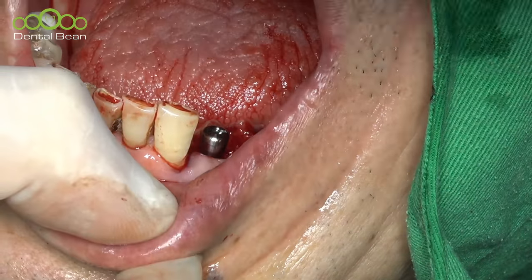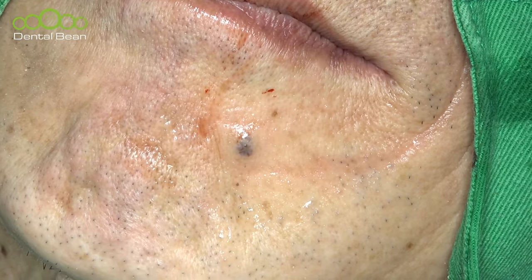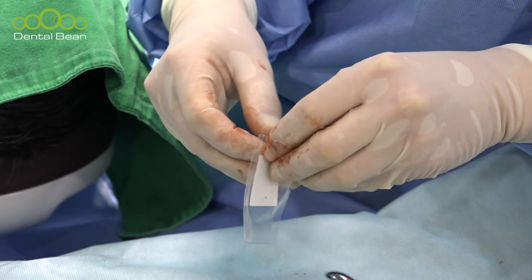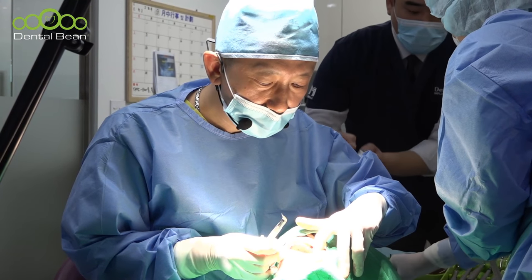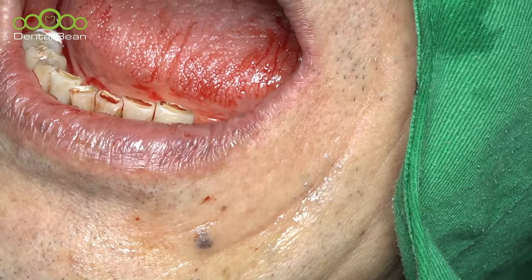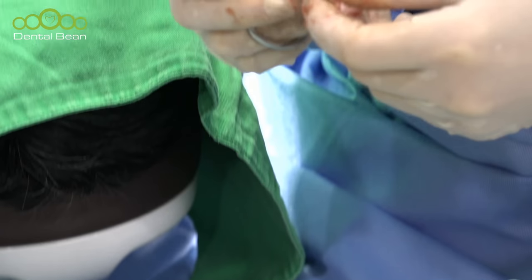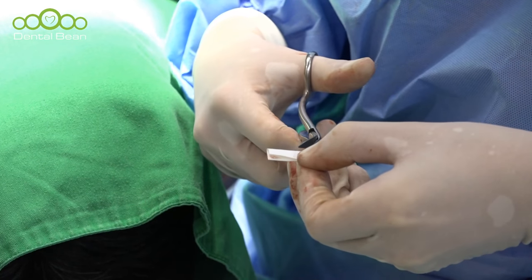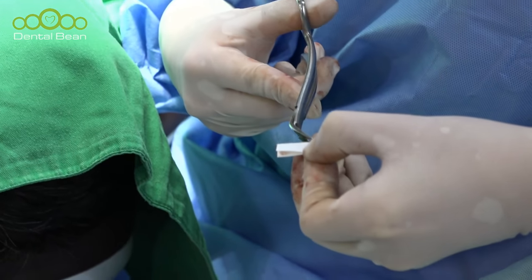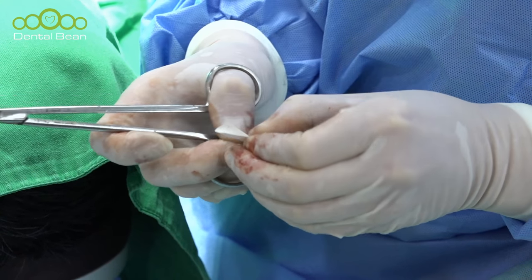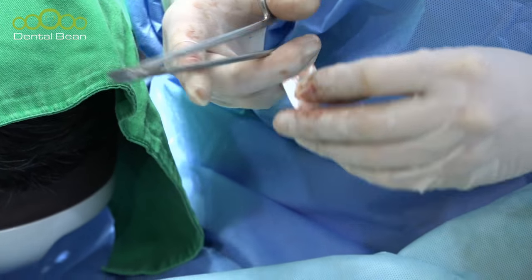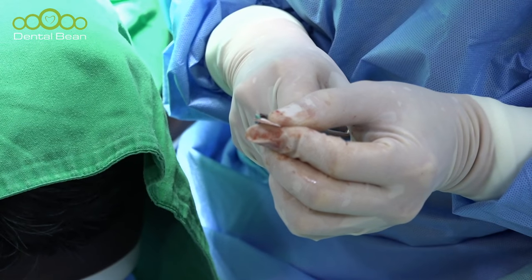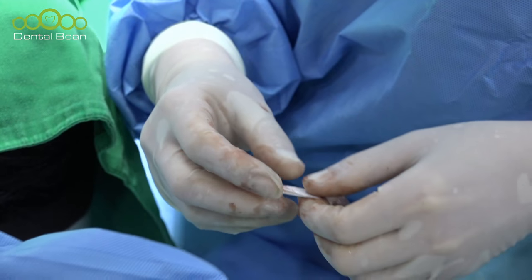Okay, I want to prep the membrane and the bone. I will use the collagen membrane, autogenous bone and Osteon too. So before use, just make some holes, stabilized by the healing cap area, and soak the cell in.